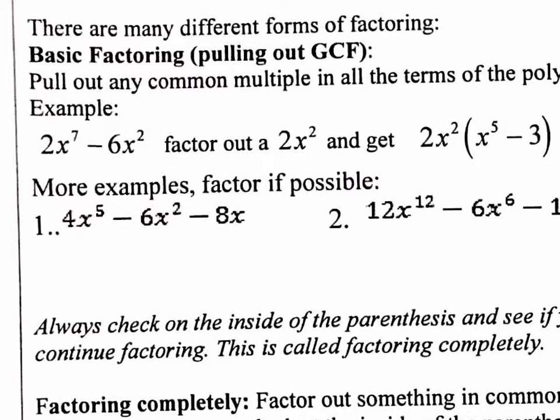Okay, so factoring is simply a reverse distributive property. Now, if you were to distribute 2x squared times x to the 5th, it'll take you back to the 2x to the 7th. 2x squared times negative 3, it'll take you back to the minus 6x squared. So factoring is a reverse distributive property. If you ever want to double check if you factored it correctly, you could distribute to see if it takes you back to where you started.